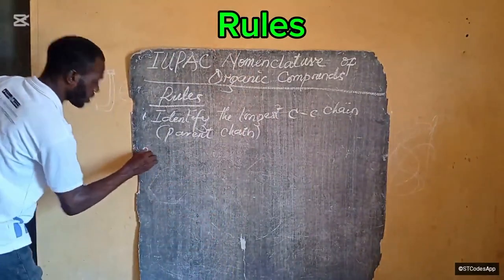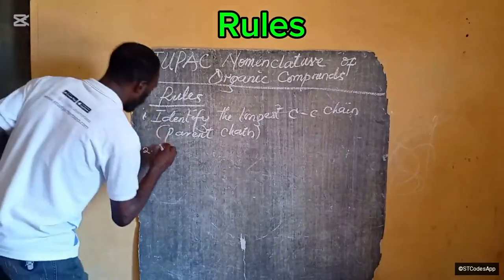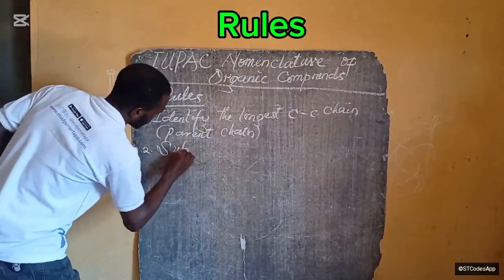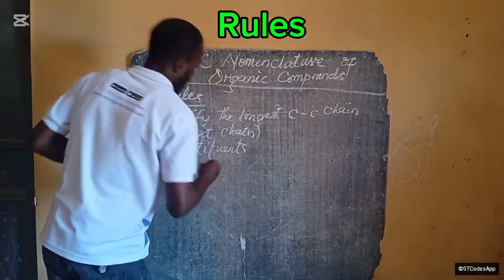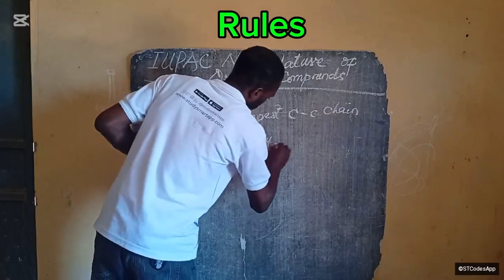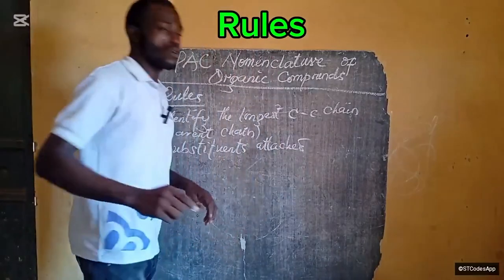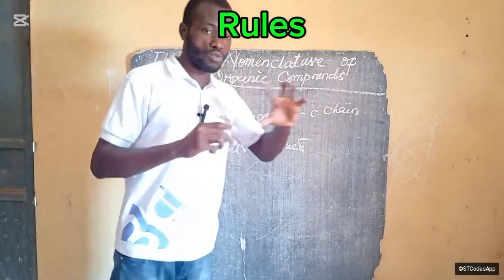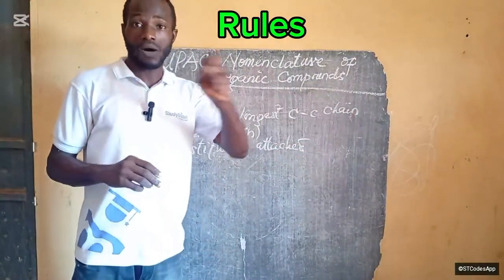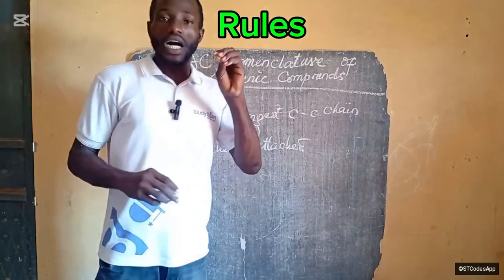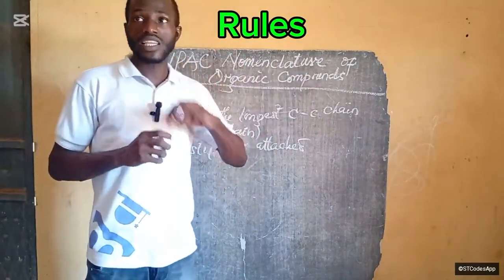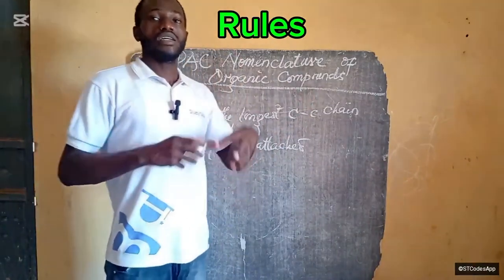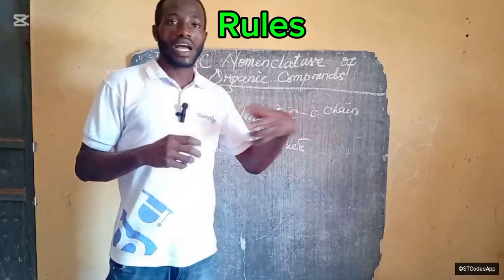Now, the next thing to see is to look out for substituents attached. So you identify them, you bring them out. So after you have identified the longest chain, which is the parent chain, then the next thing to find out is the substituents that are attached.